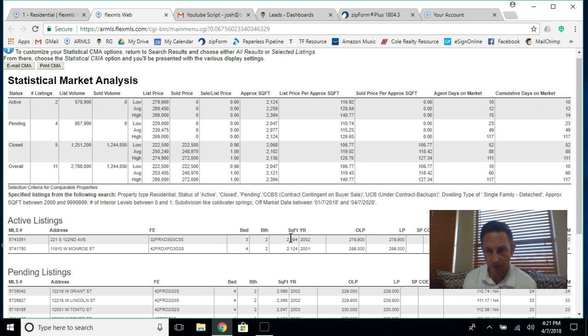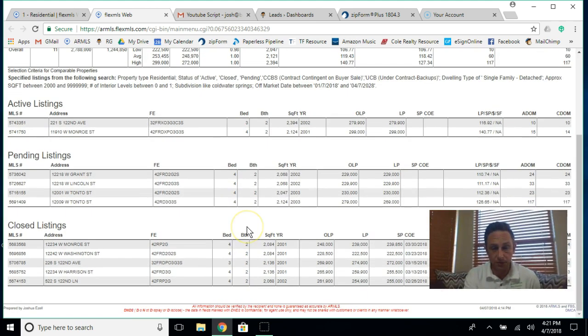Interesting. So based on that, is the list price of $279,900 a fair price on the surface? It appears so. Okay, that's not bad. Now let's find out what the average is. Let's go down here and look at all of these.